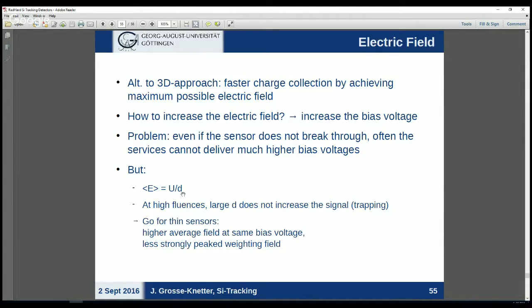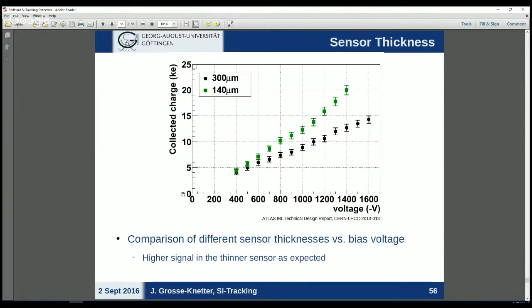The other part, decreasing the distance, is more or less already what you saw from the 3D detector, but you can also do it in a planar sensor, simply make your device thinner. And there's a little extra trick. You can have very high field regions around the electrodes. So what happens when you make your detector thinner? So thinner is the distance between the electrodes. You can see on this plot, it's the total charge collected from a device.